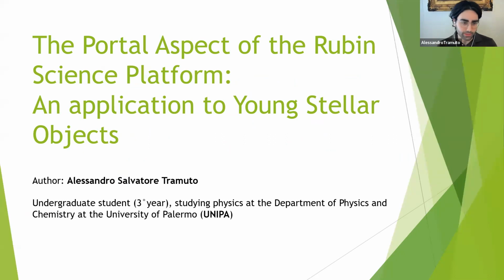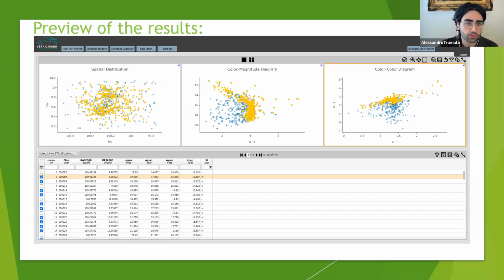Okay, hi everyone, I'm Salvatore Tramuto, and I'm an undergrad student in the third year at the University of Palermo, studying physics. And today I'm gonna make a tutorial on the use of the portal aspect of the Rubin platform, and in particular also an application to young stellar objects, which is my research topic that I've done in my internship report.